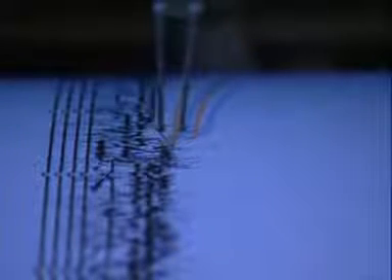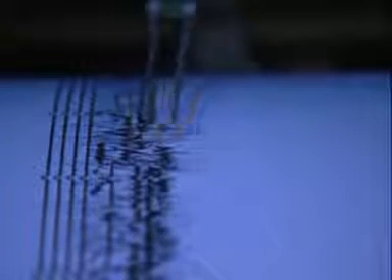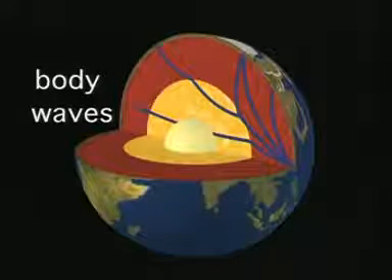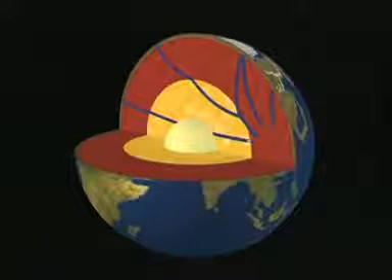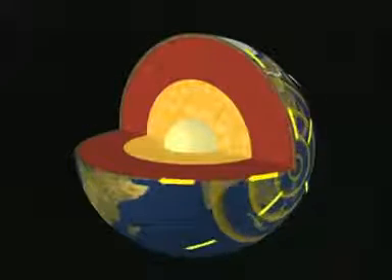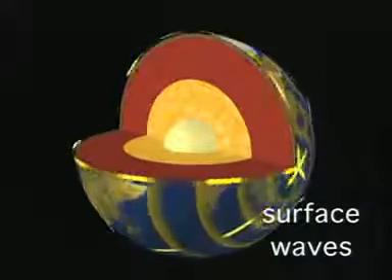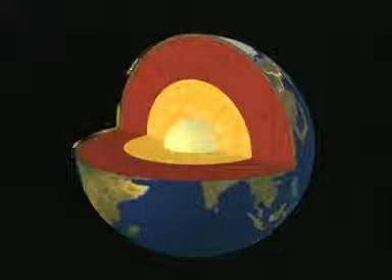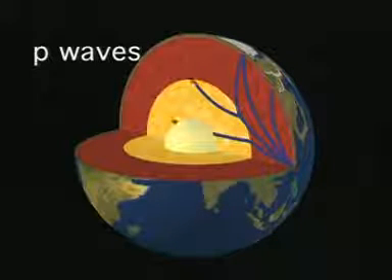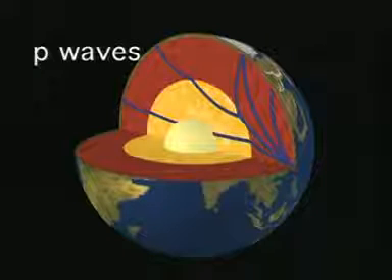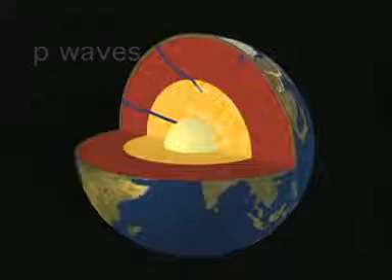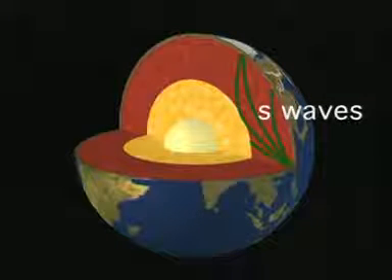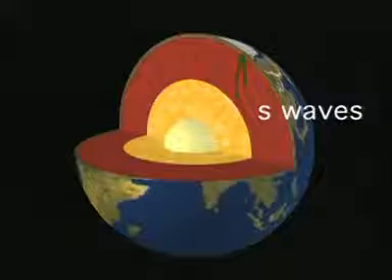There are two groups of waves. Body waves, which travel through the interior of the Earth, and surface waves, which move relatively slowly and only travel along the Earth's surface. There are two kinds of body waves: P waves, or primary waves, followed by S waves, or secondary waves, which travel more slowly.